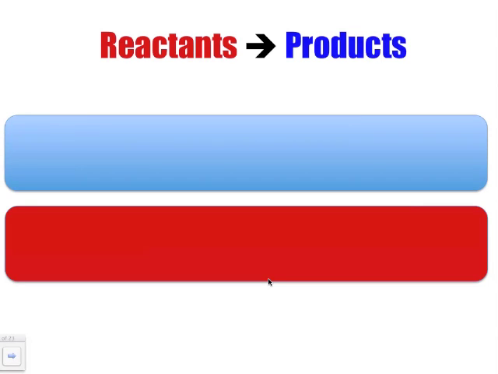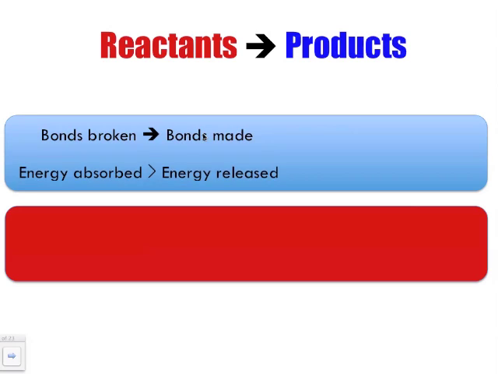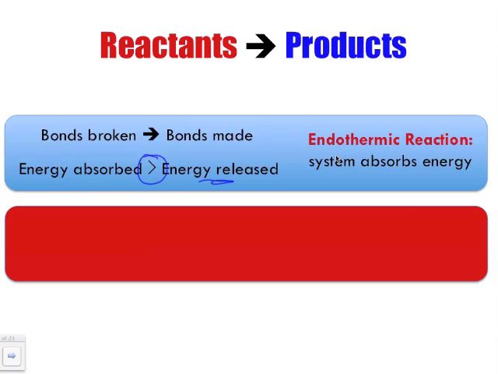So let's look at the reactants and products. Bonds are broken in the reactants, and bonds are made in the products. So new bonds are made. Now, if the energy that is absorbed is greater than the energy that is being released, we have what we call an endothermic reaction. It means that the system absorbs energy.